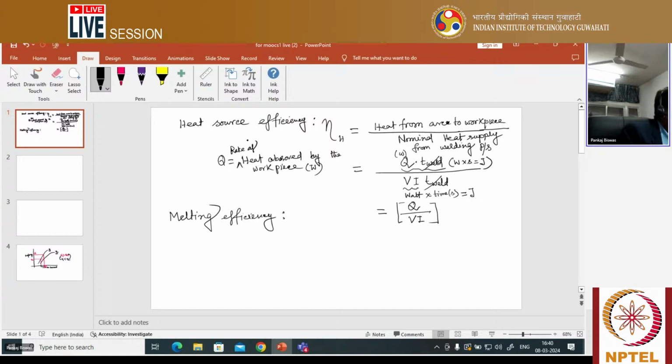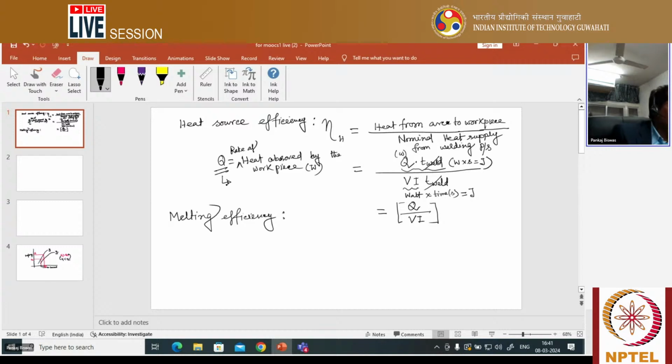Or you can say rate of heat. Q is equal to the rate of heat absorbed by the workpiece, or heat power absorbed by the workpiece. And VI is the heat supplied by the power source. Now, how can we calculate this Q? I have already discussed these things in detail. Generally, this Q you can measure with the help of a calorimeter. I have explained this very clearly. You go through that lecture in physics of welding, and you will get the detailed idea.